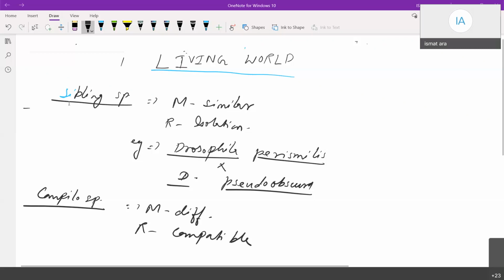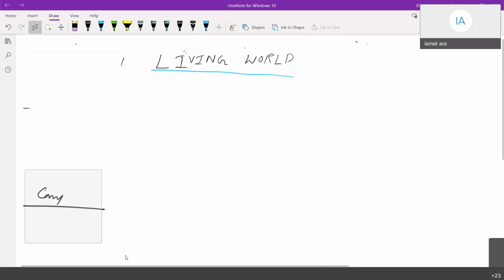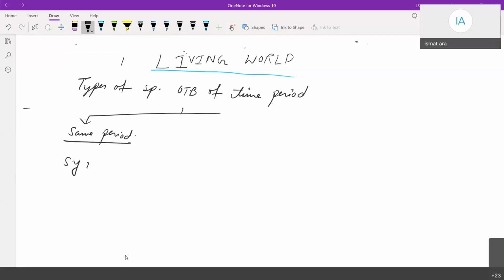Some more categories of species on the basis of time period. Suppose they belong to the same period. If species belong to the same period, they are called synchronic species. If they belong to different periods, they are called allochronic species.